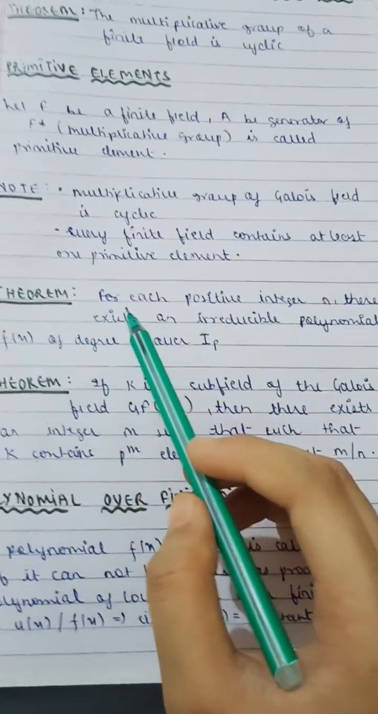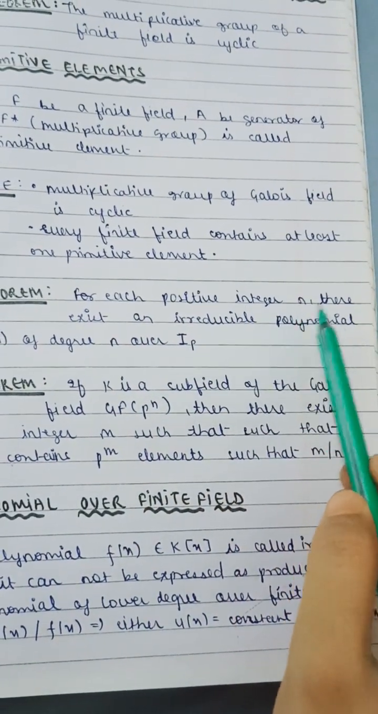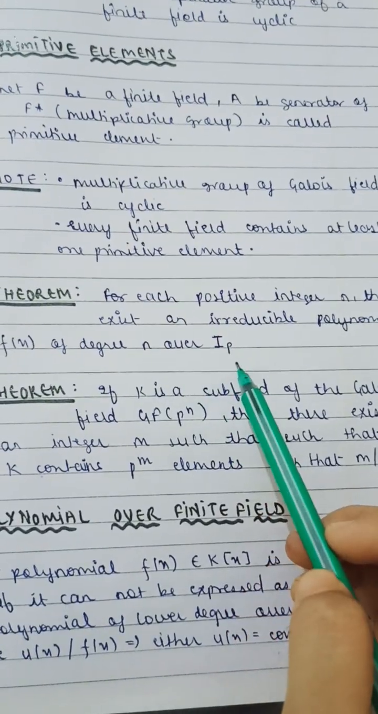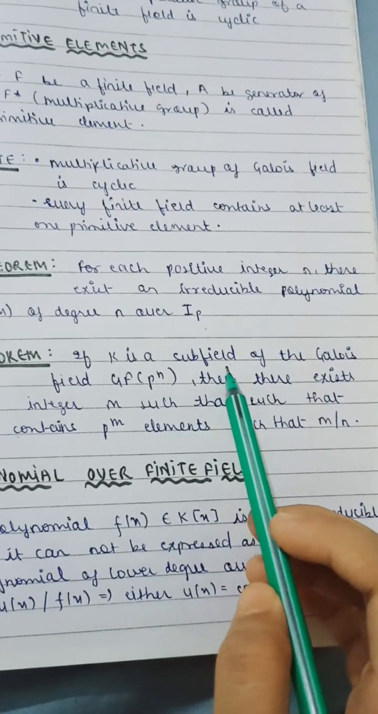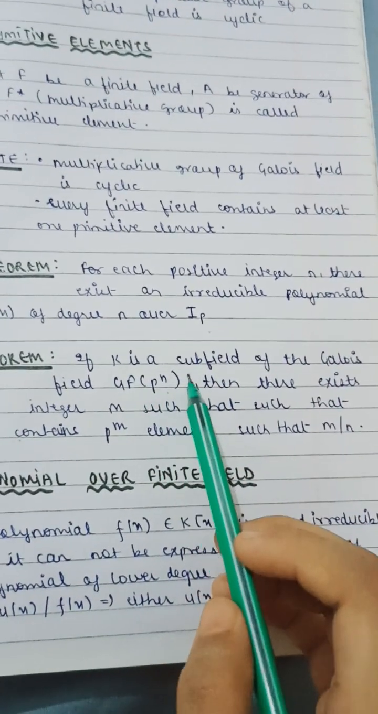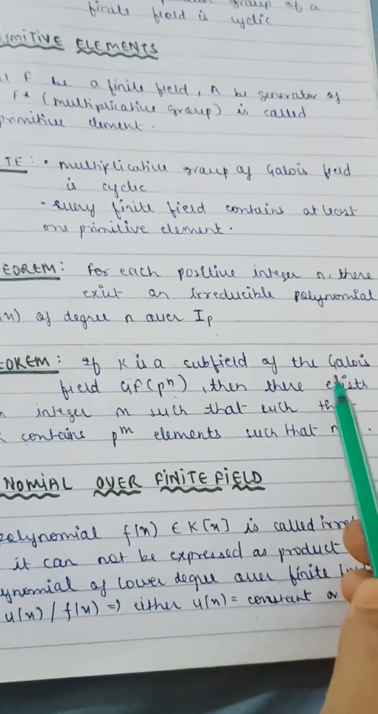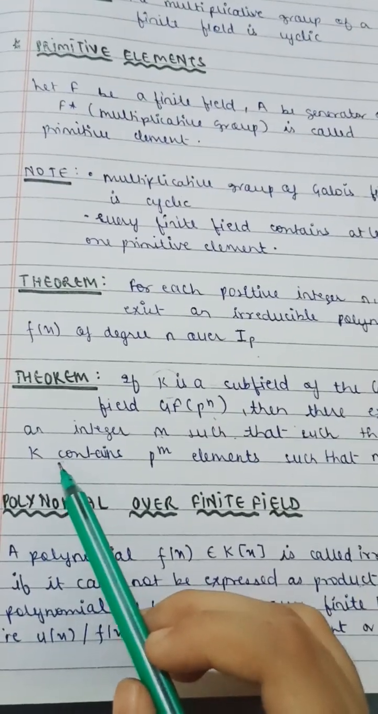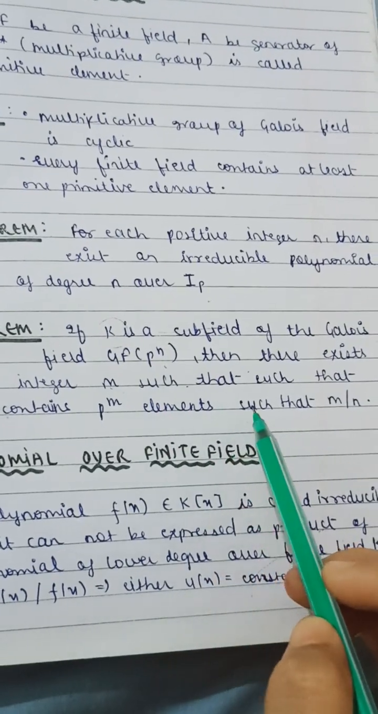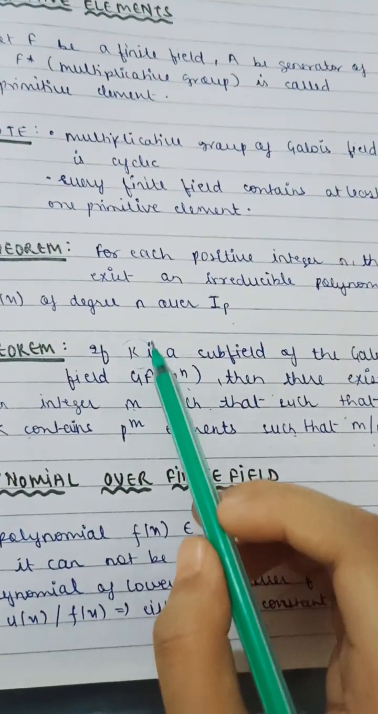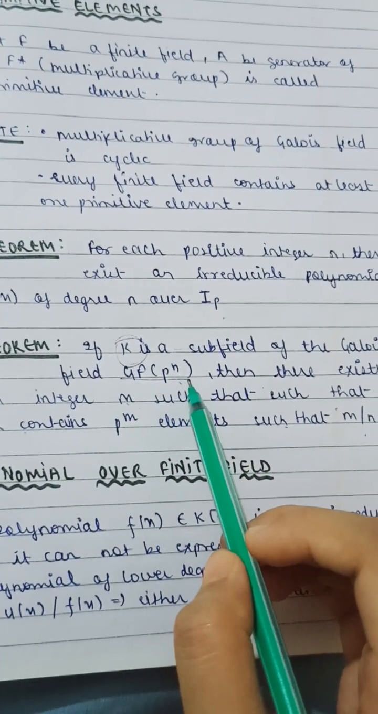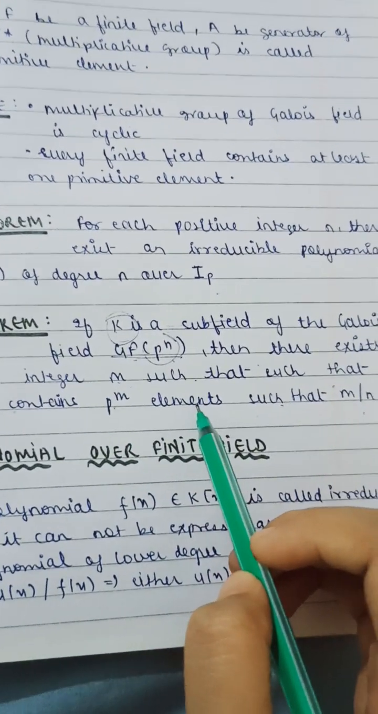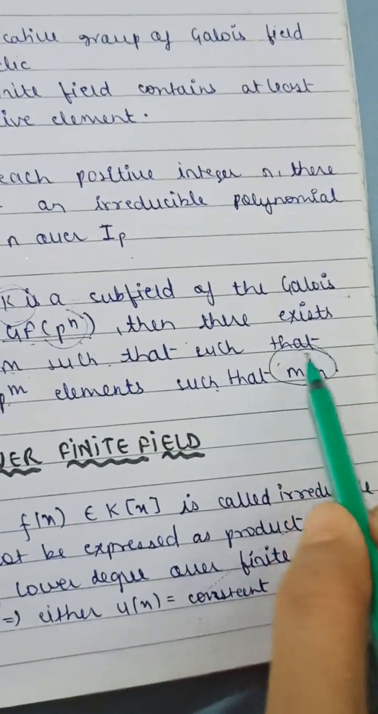Now a theorem states that for each positive integer n there exists an irreducible polynomial f(x) of degree n over F_p. The second theorem is: if there is a Galois field GF(p^n) and K is a subfield of this Galois field, then there exists an integer m such that K contains p to the power m elements, where m divides n. So the subfield K will have p to the power m elements such that m divides n.